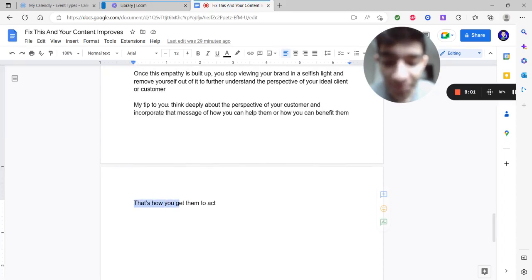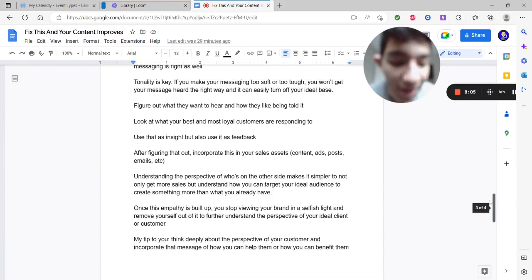So, in other words, that's how you get them to act. That's how you get them to click on your link and buy your products. That's how you get them to book a call for your service. That's how you get them to email you about it. That's how you get them to do an action and get to the next step of the funnel.